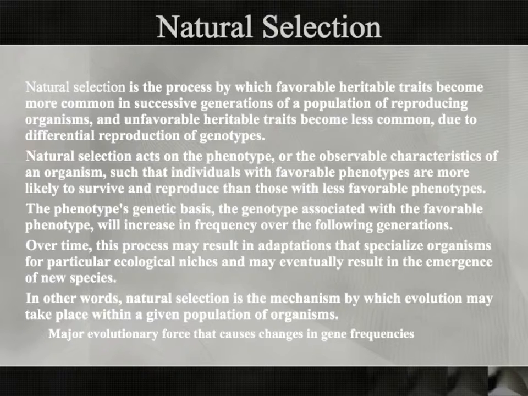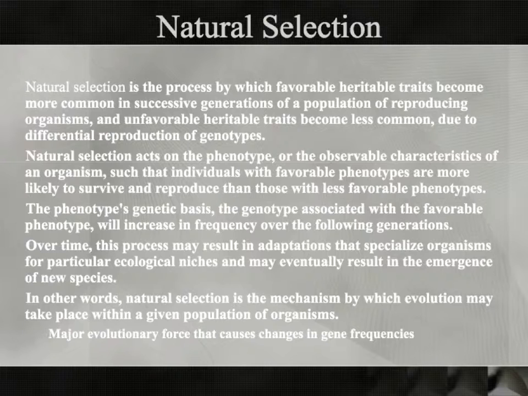So this is a really important point. It's not that you can actually see the genotype or the allelic frequencies of an individual. You can only see the actual phenotype. So this here is really important. Natural selection acts on the phenotype, or the observable characteristics of an organism, such that those individuals with favorable phenotypes are more likely to survive and reproduce than those with less favorable phenotypes.